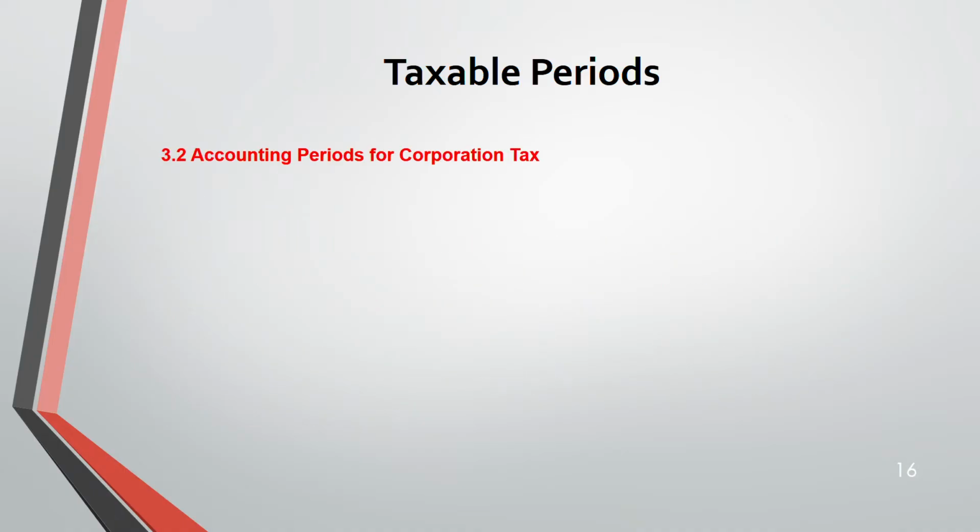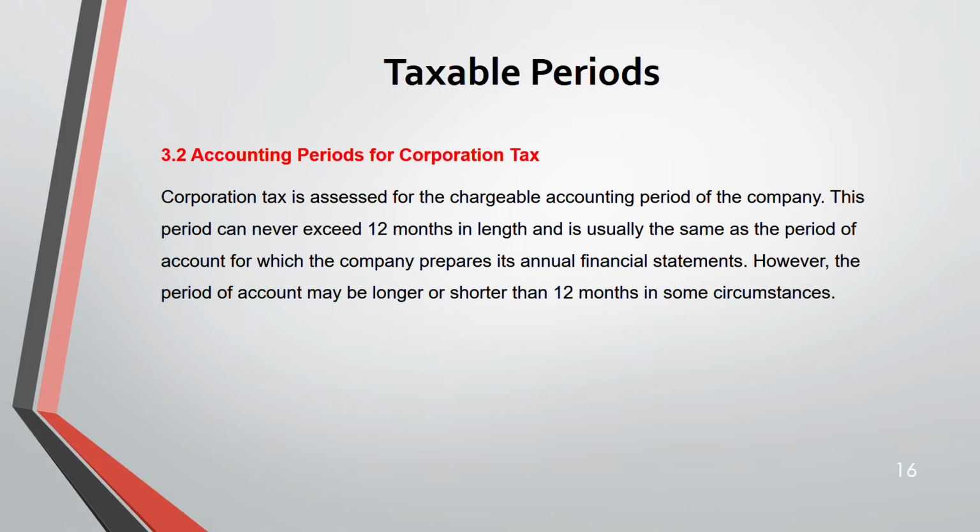Coming to corporation tax. The ones where companies pay. That is known as accounting period, not tax year. This is 12 months. So a chargeable accounting period for any company is 12 months. It cannot exceed 12 months. And mostly the company prepares their financial statements also for 12 months. Mostly you will see it is the same period of account for which the company prepares their financial statements.